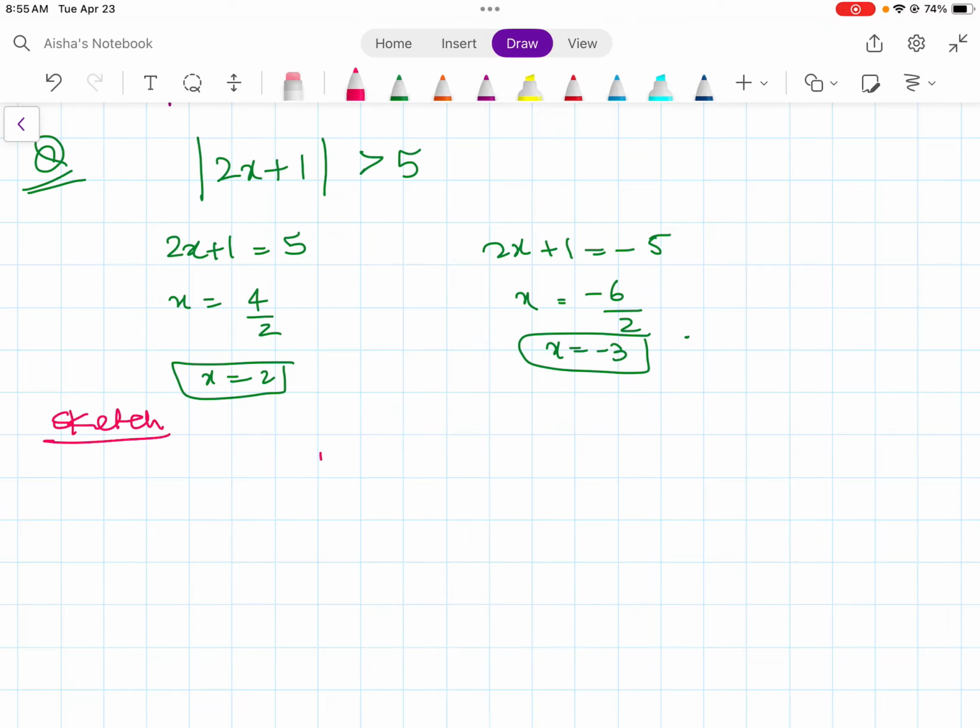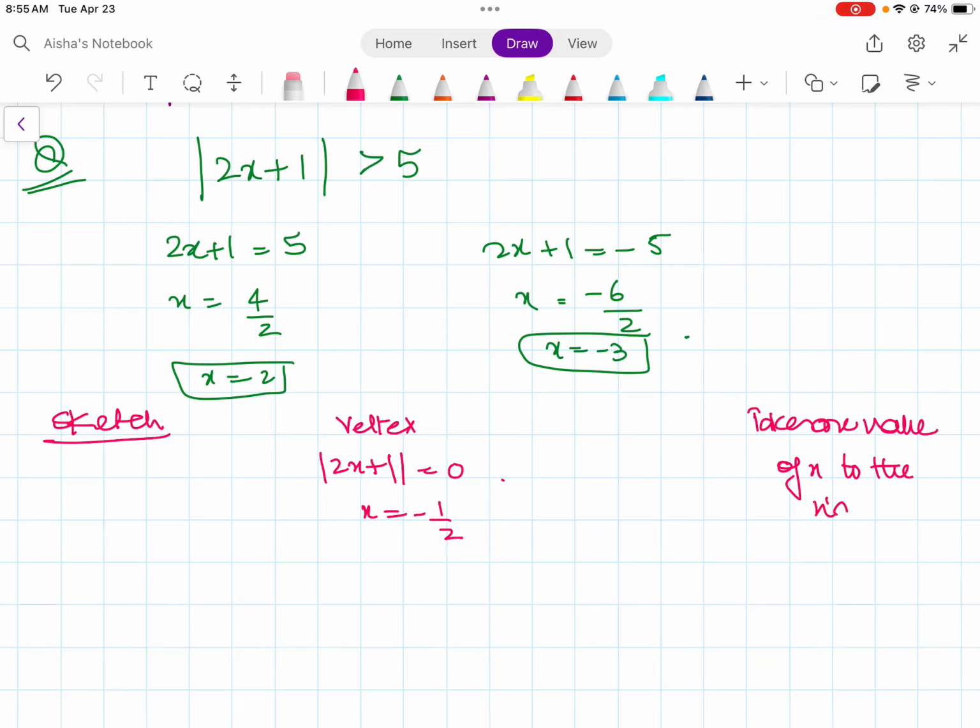To sketch, you always put this modulus function equal to 0. So the value of x is minus 1 upon 2. This particular value is called the vertex of the modulus curve. Now take one value of x to the right, one value to the left of the vertex.